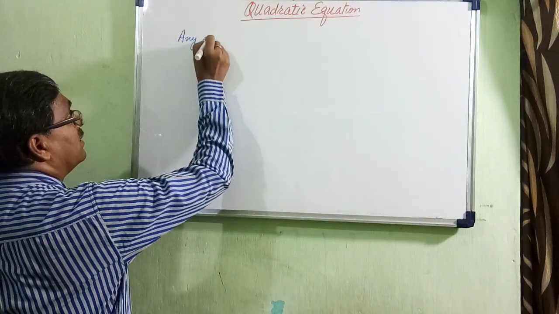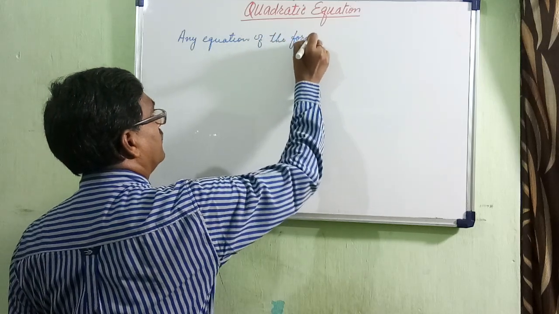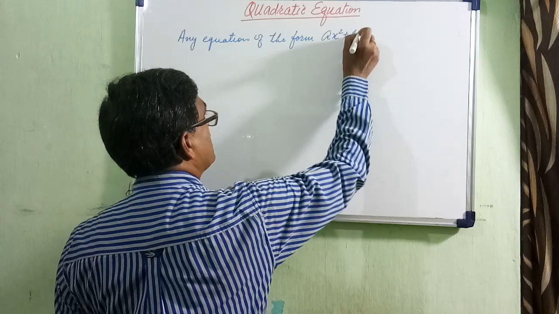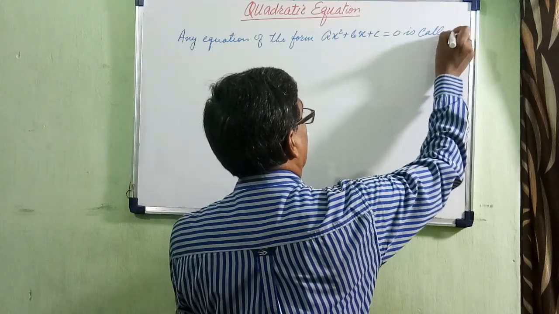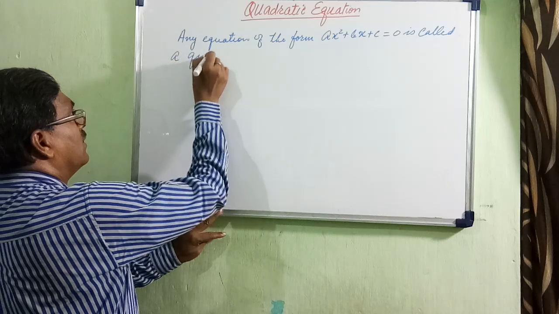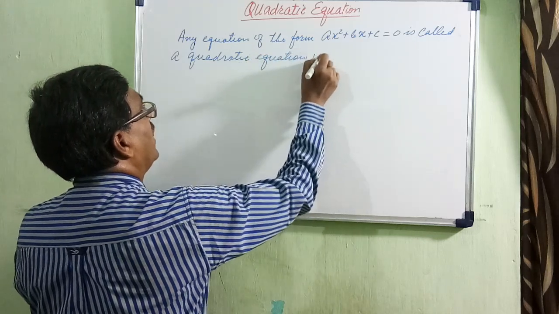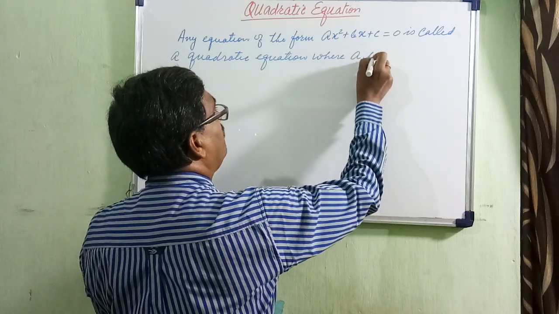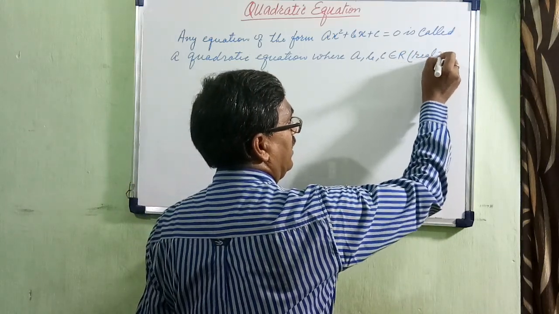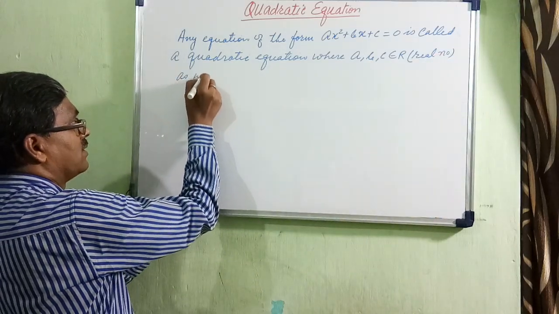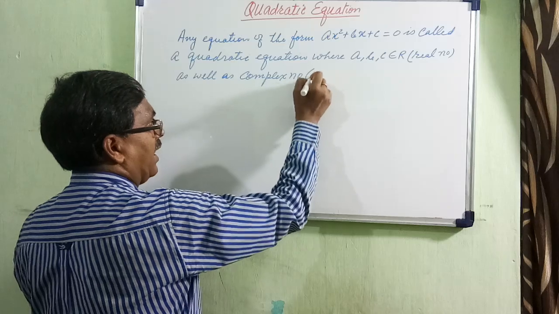Any equation of the form ax square plus bx plus c is equal to 0 is called a quadratic equation, where a, b, c belong to R. R means real numbers, as well as complex numbers, which is denoted as C.